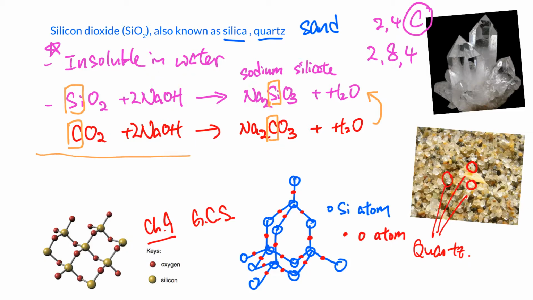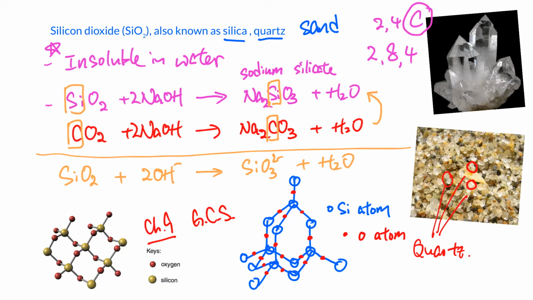And for the ionic equation, it is just like this. Silicon dioxide is in solid state, so you're not going to break it up, and of course the sodium ion can be removed as a spectator ion. You just remove that, so you have silicate left behind and water. So this is an ionic equation. For this section, just remember how to draw the three-dimensional structure, know that it is insoluble in water, and how it reacts with sodium hydroxide.